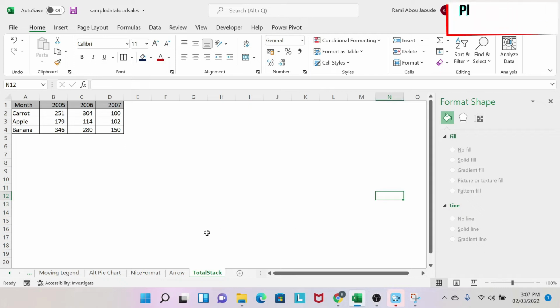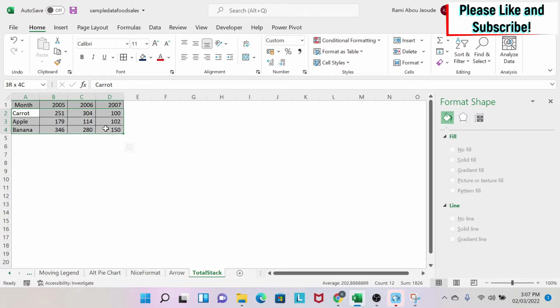The objective of this lesson is to be able to add totals to a stacked chart, which is something very difficult to do unless you know this small trick. So here I have some data. I have carrot, apple, and banana, and I have the years, and those are the sales. So I'm going to create a stacked chart.